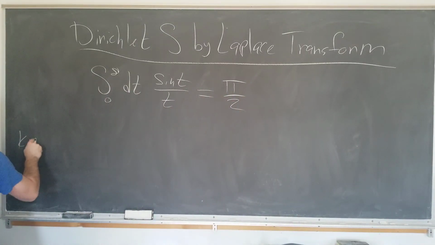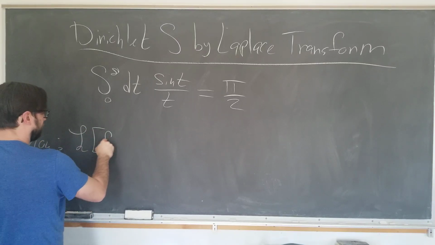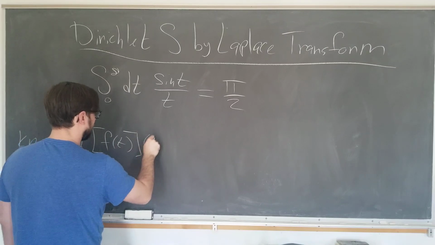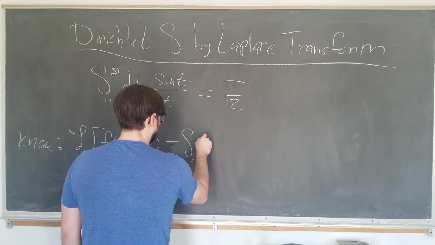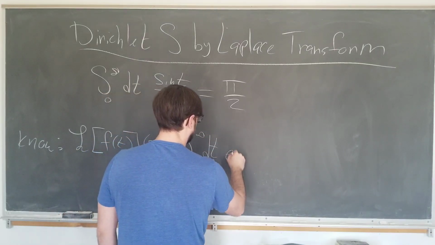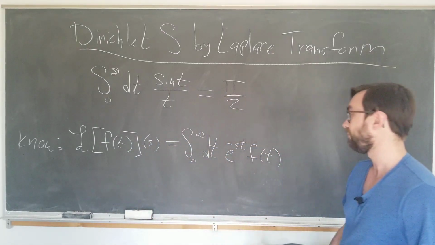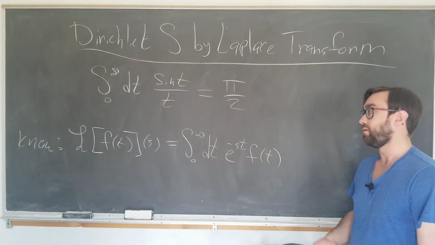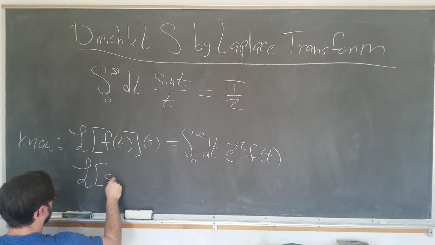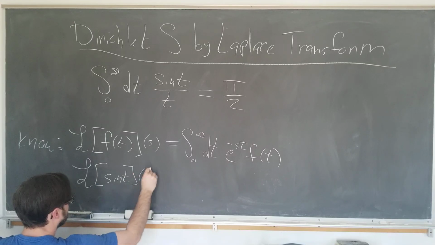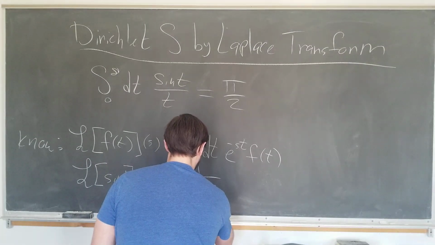We need to know the definition of the Laplace transform itself. The Laplace transform of some function of time, which is now going to be a function of some other variable s, is defined as the integral from 0 to infinity with respect to time of e to the minus st times the original function. Should look familiar. And for this derivation, we have to know a few properties. We also have to know that the Laplace transform of sine of t is simply 1 over s squared plus 1.